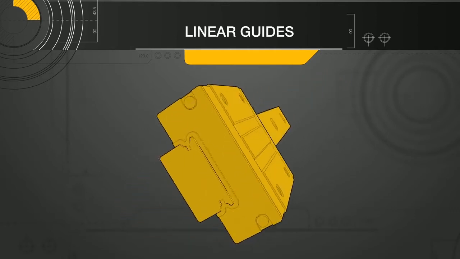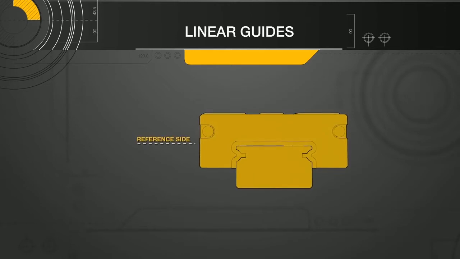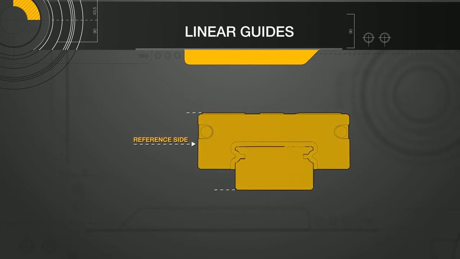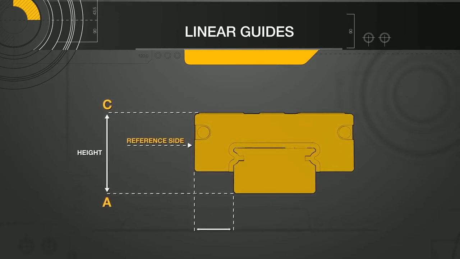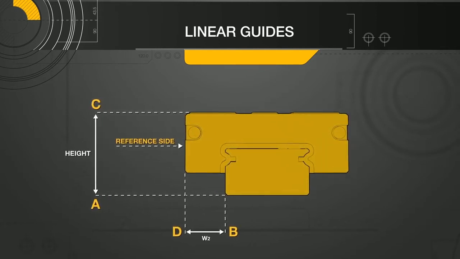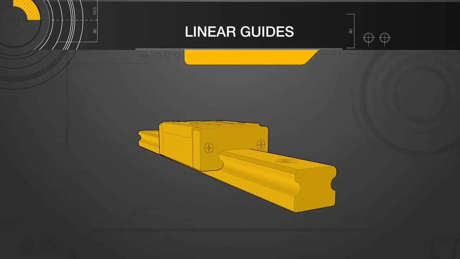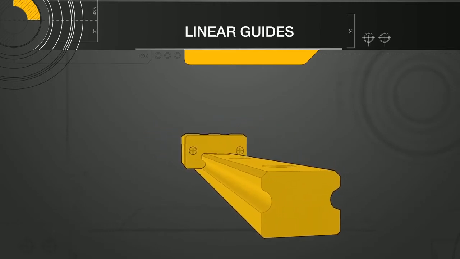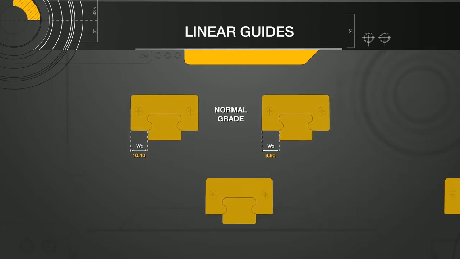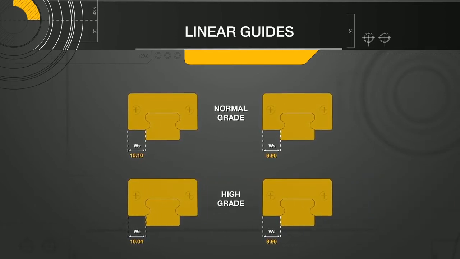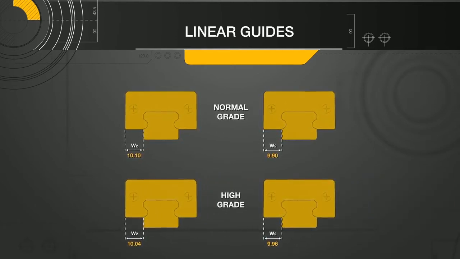The accuracy specifications that are guaranteed by a linear guide's accuracy grade are defined by the vertical datum surfaces A and C and the horizontal datum surfaces B and D. The first set of specifications describe the dimensional tolerances of linear guides. Standard grade guides have a looser dimensional tolerance than high grade guides for the height and W2 dimensions.